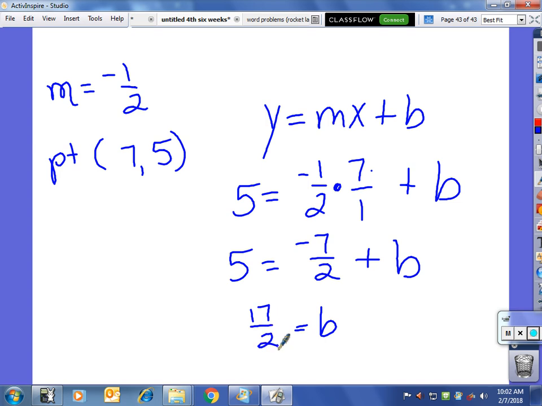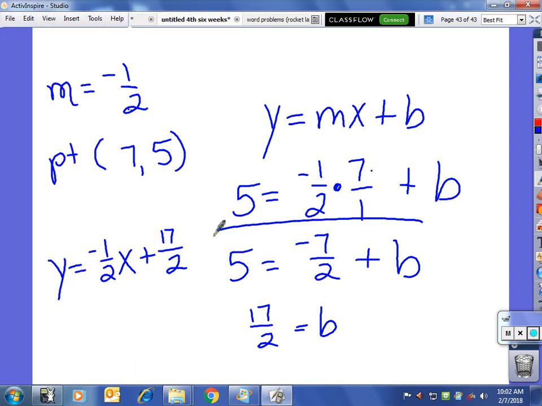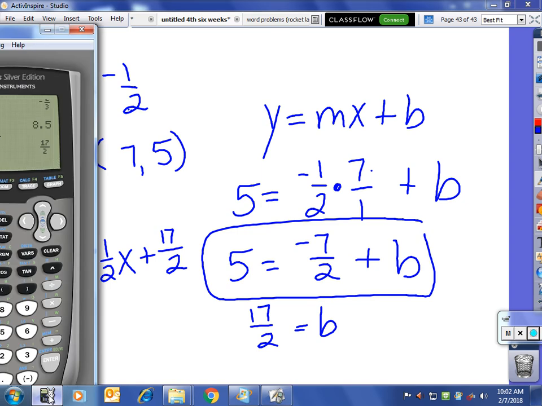That means my first initial answer is y equals negative 1/2 x, because I already knew the slope, plus 17 over 2. How did I get 17 over 2? Okay, were you with me up at this step? Yeah, I'm not done yet.